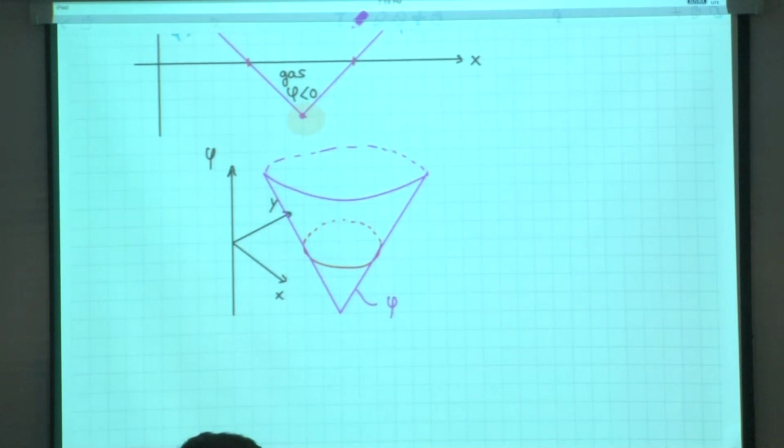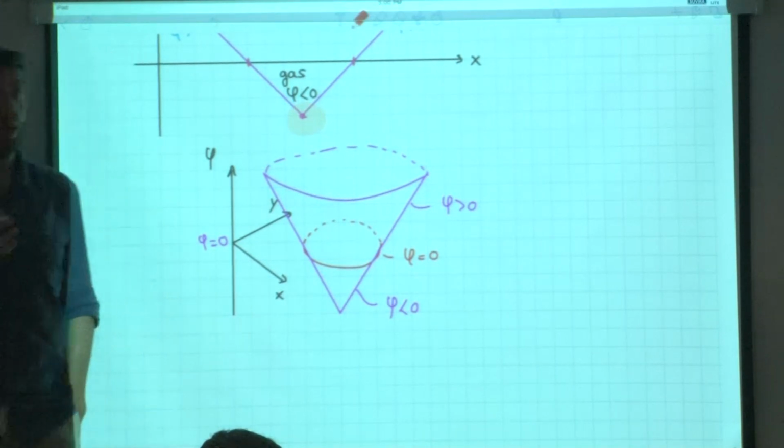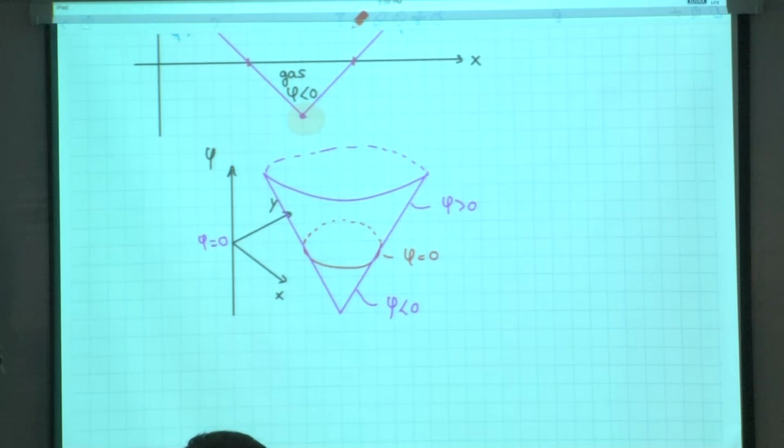So in here, phi is less than 0. Up here, phi is more than 0. Along here, phi is equal to 0. So in red, we're really visualizing phi equal to 0 as a surface. So really, a bubble is a conical shaped object if you look at it in phi x, y space. Okay, makes sense? Well, on the same page.